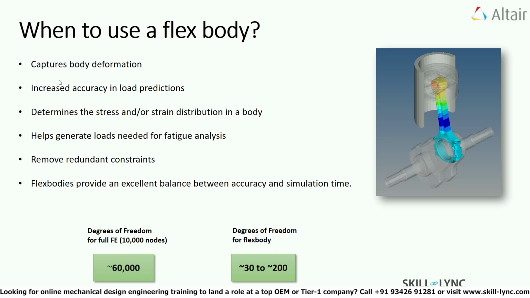The second reason is to improve accuracy in load predictions. This plays a major role in FEA since the loads calculated from the MBD analysis will be used in the FE models to conduct further analysis. Hence, it becomes very important that the predicted loads from the MBD models are highly accurate to support the FEA work. The third reason is that it is possible to capture the stress or strain distribution in a body using flex bodies, and it is not possible by using a rigid body.